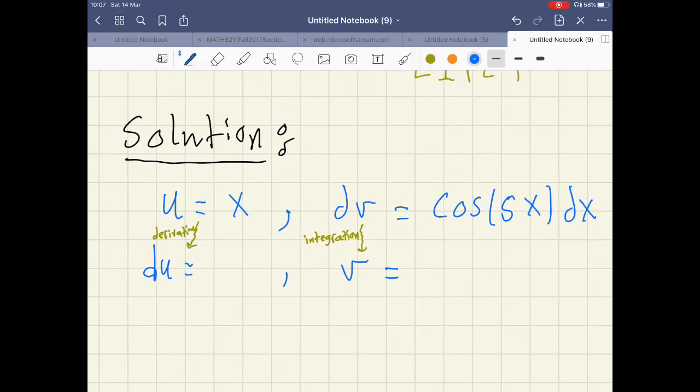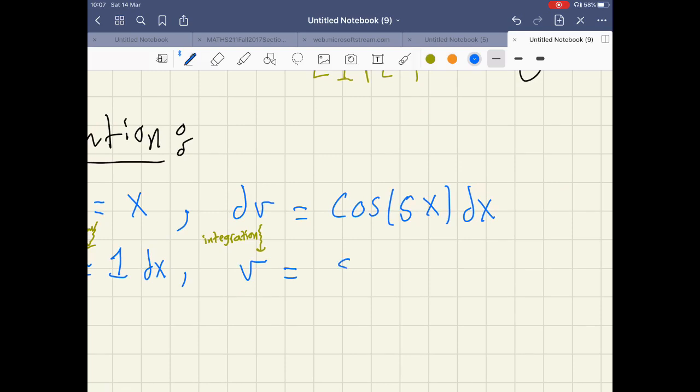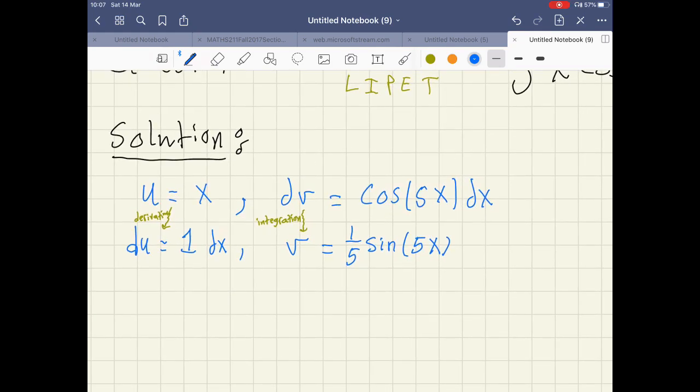Let's do it together. The derivative of x is just 1, and then don't forget you write dx. Now the integral of cosine is just a sine. We keep 5x, and because of this 5, we need to multiply by 1 over 5. So that's what we will do next, 1 over 5. Now my setup is ready to do the integration by parts.